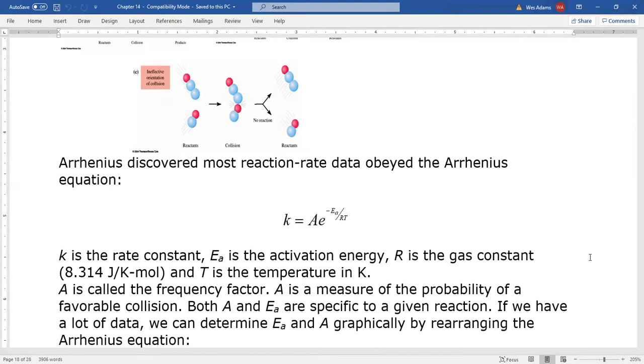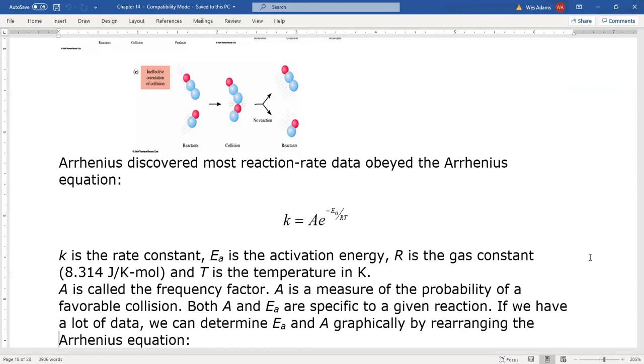In our case, since we're dealing with energy, R will be 8.314 joules per Kelvin mole, and T is the temperature in Kelvin. It has to be in Kelvin for the equation to work. A is just a frequency factor, a measure of the probability of a favorable collision. A and EA are specific to a given reaction.